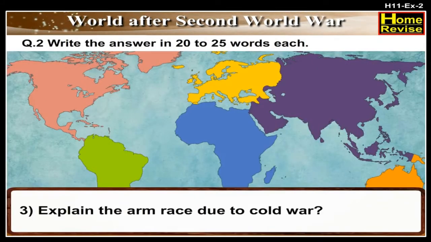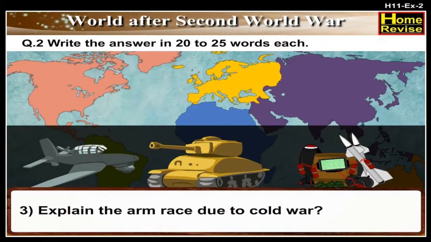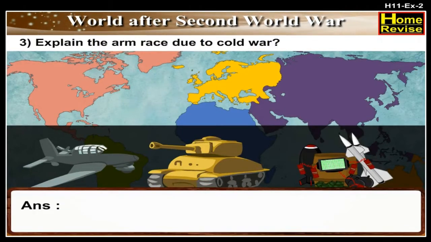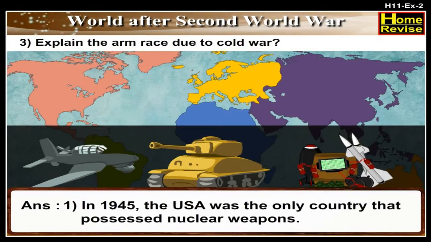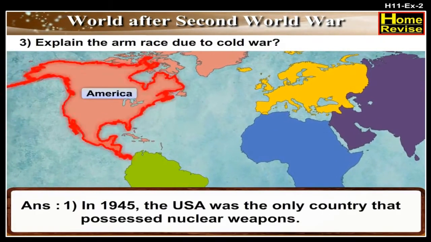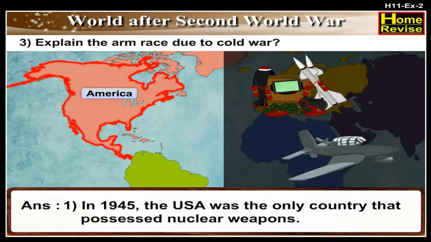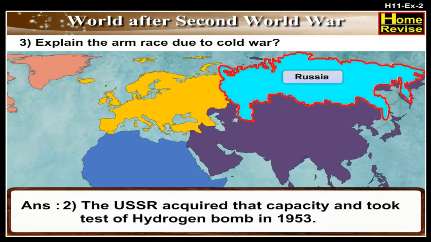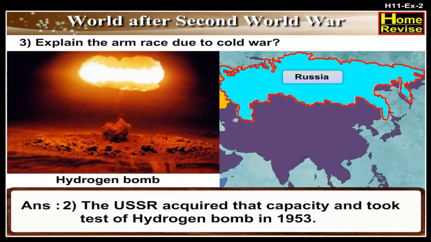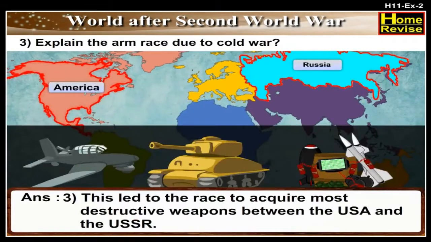Number 3. Explain the arms race due to Cold War. Answer. Number 1. In 1945, the USA was the only country that possessed nuclear weapons. Number 2. The USSR acquired that capacity and took test of hydrogen bomb in 1953. Number 3. This led to the race to acquire most destructive weapons between the USA and the USSR.